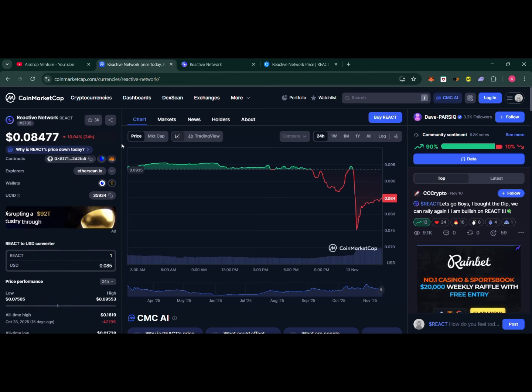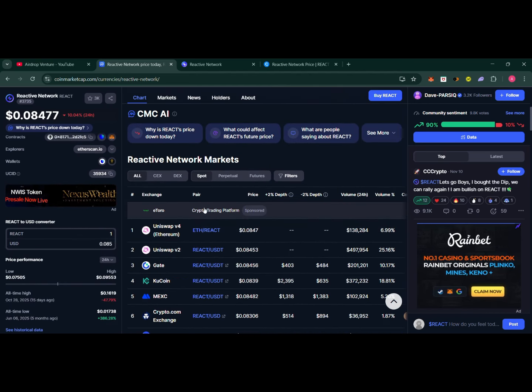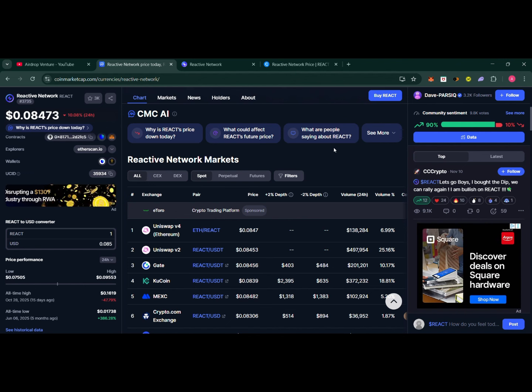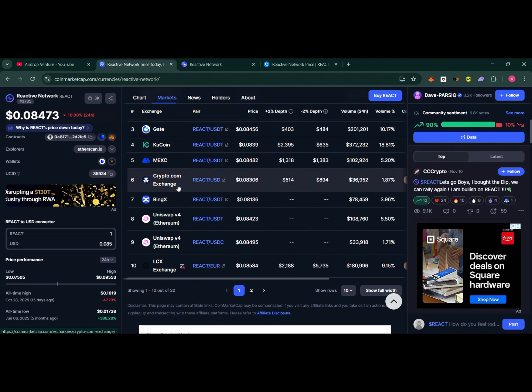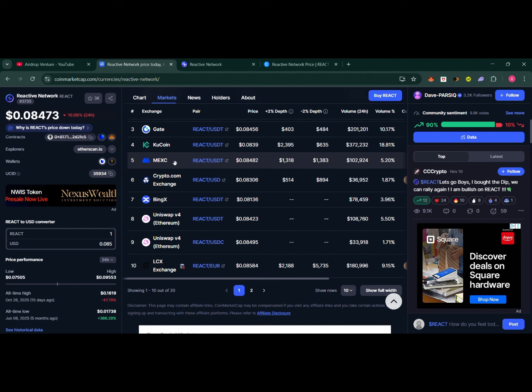Now, if we look at the markets, this is really crucial, not just for Reactive Network, but for any token that you're trying to get information about. This is how you should actually do your research. You should know where the tokens are being traded, where you can trade the tokens. In terms of Reactive Network, it is available on multiple exchanges. It's available on Crypto.com, MEXC, KuCoin, and Gate.io. Now, why is this important?